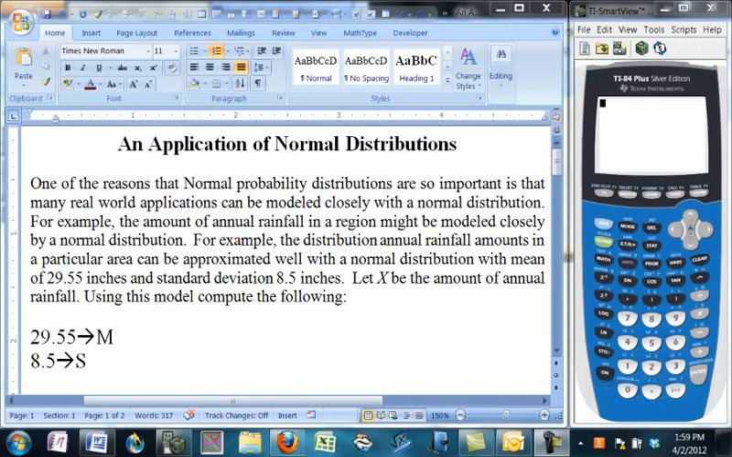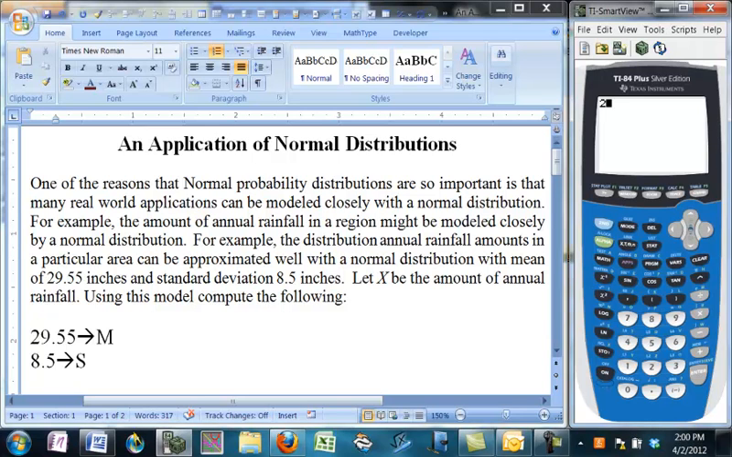For example, we're going to look at one here where annual rainfall in a particular area is modeled pretty well by a normal distribution. This particular one is going to have a mean of 29.55 inches and a standard deviation of 8.5 inches, and let x be the amount of annual rainfall. So we're going to use this model to compute some probabilities.